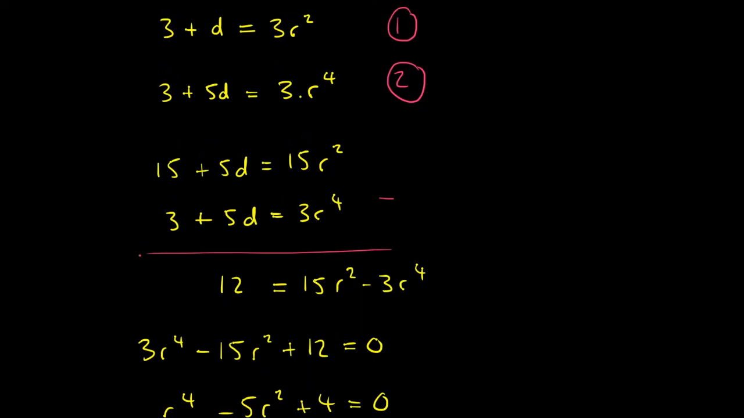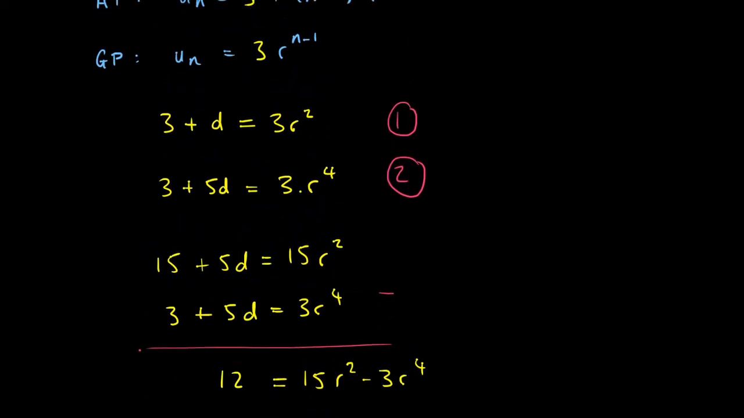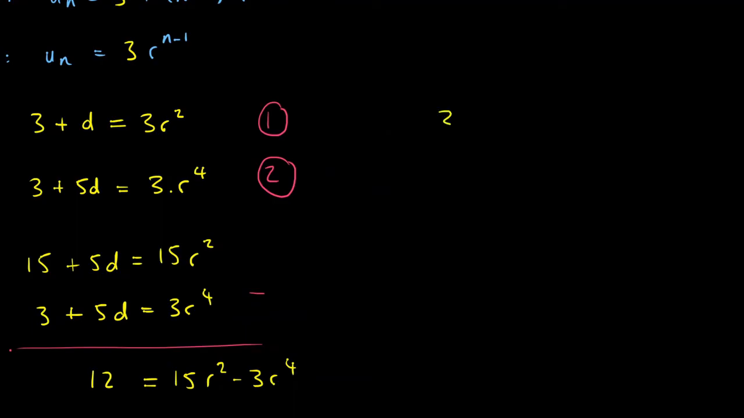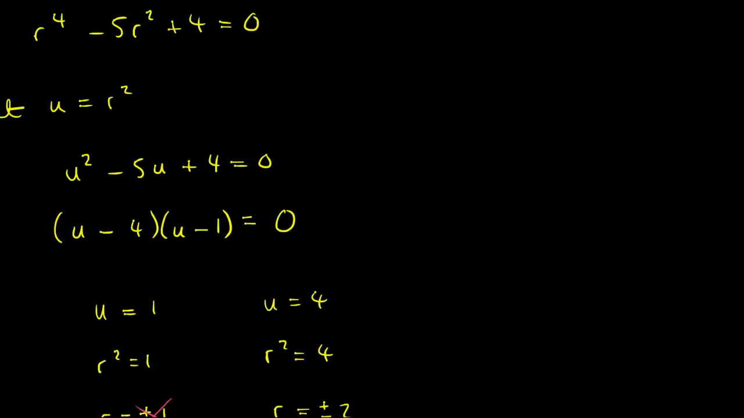Well, if r is equal to 2, we can probably find the other unknown by substituting in. So let's substitute into equation 1. We're going to get 3 plus d is equal to 3 times 2 squared, so 3 times 4. So d is going to be equal to 12 minus 3, which is 9. So the common difference there is 9, and the common ratio was 2.